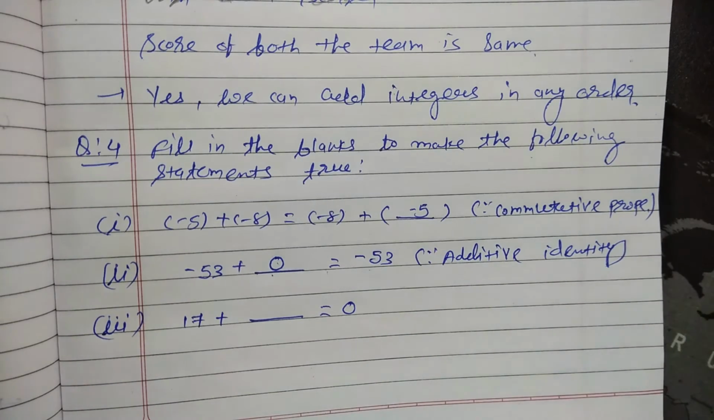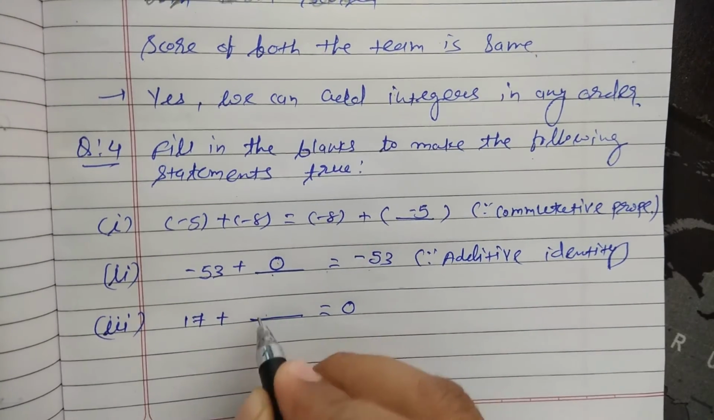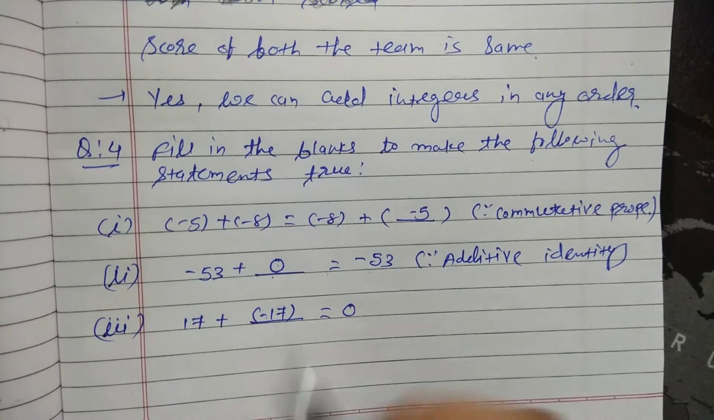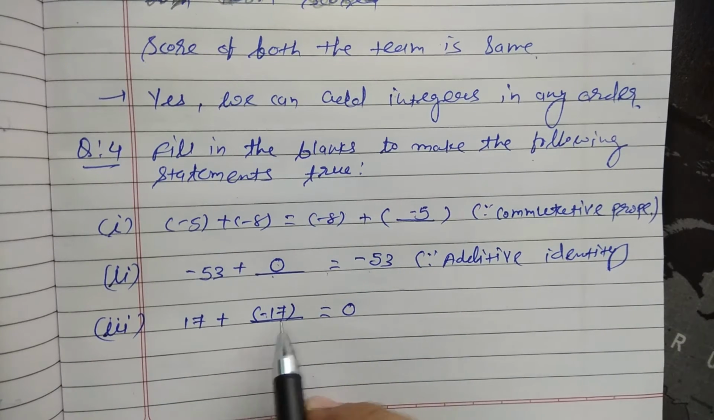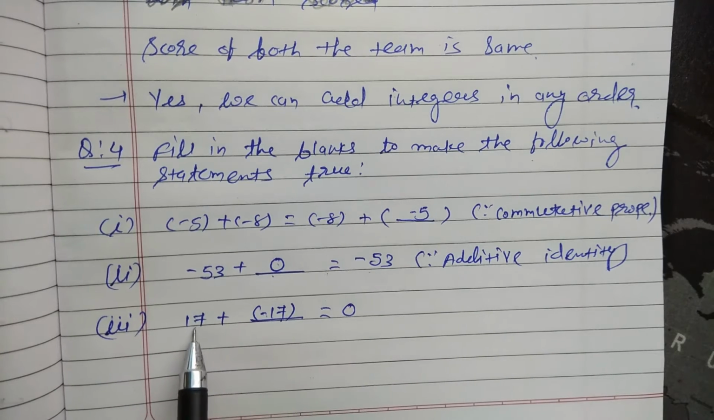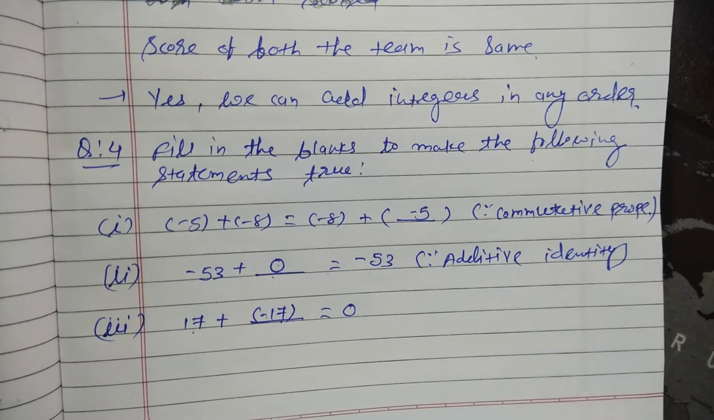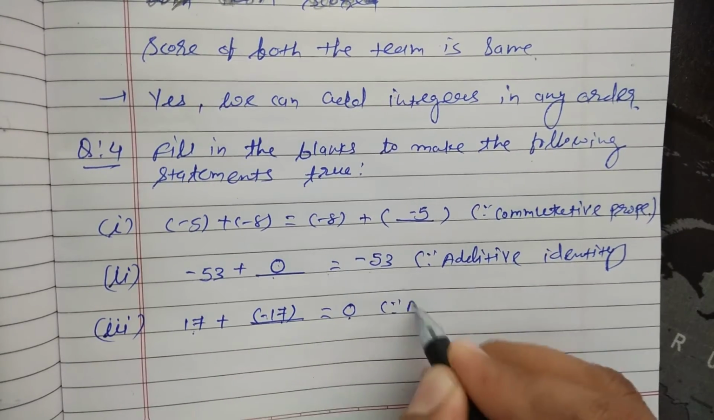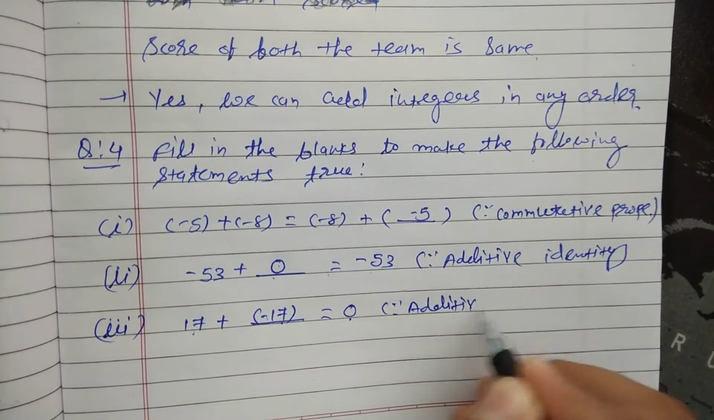17 plus dash, that is equal to 0. So here what will come? So here it will come minus 17. Why? Because minus 17 is the additive inverse of 17. When you add an integer with the additive inverse of that integer, you will get 0. So here we have used additive inverse.